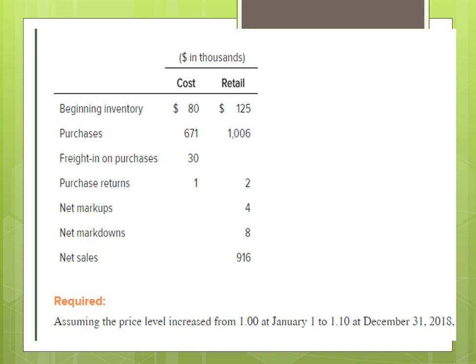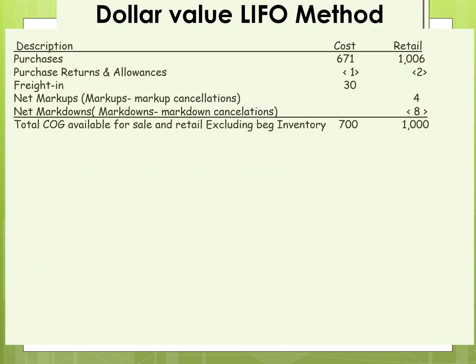Okay, here's our problem. We have beginning inventory, purchases, freight, returns, markups, markdowns, net sales, and they're telling you that by the end of the year the index is going to be 1.1. So we add our purchases, our freight in minus our purchase returns, we add in our markups, we subtract out our markdowns, and we get total cost available for sale excluding beginning inventory. Remember, you don't include beginning inventory whenever you do LIFO. It doesn't matter which method you use. Okay, so the current period cost to retail percentage is 70%. That's what it is on the activity during the year, the layer.